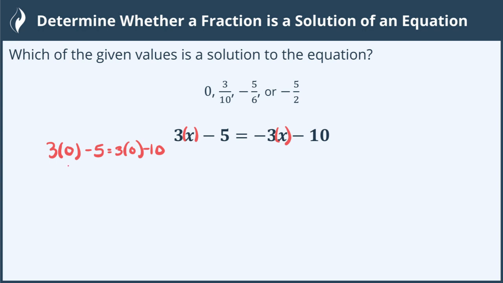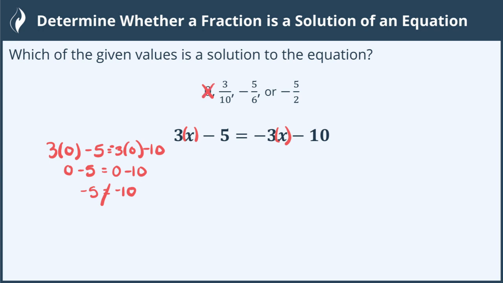3 times 0 is 0 minus 5 equals negative 3 times 0, I apologize. Negative 3 times 0 is still 0 minus 10, and I get negative 5, because 0 minus 5 is negative 5, and 0 minus 10 is negative 10. And our question is, does negative 5 equal negative 10? No, it does not. So what does that tell us about the 0 we plugged in? It is not a solution because it did not hold a valid equal sign. So 0 is not a solution.